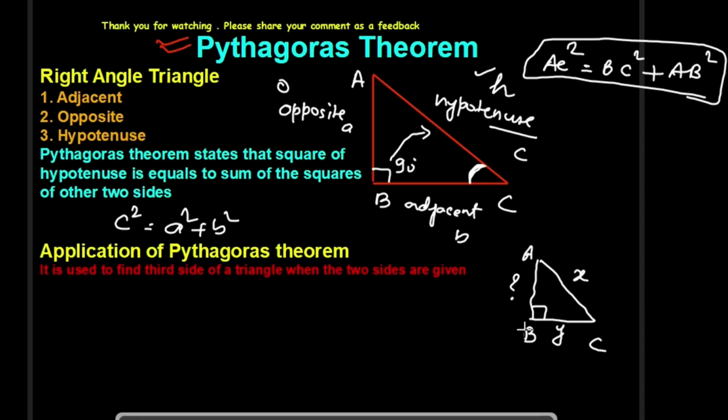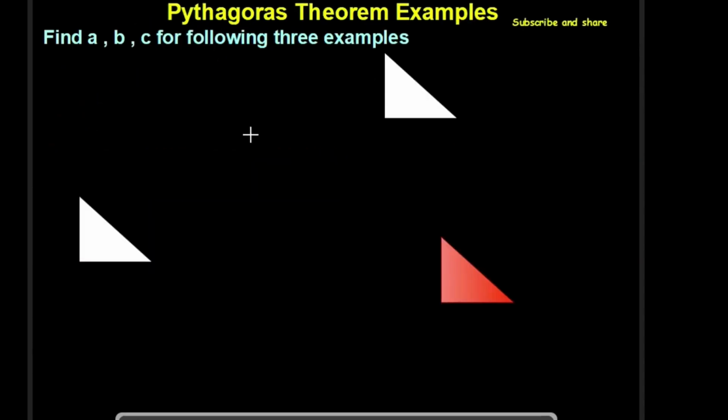In this scenario, the two sides are given and we have to identify the third side. Then what can we use here? The Pythagoras theorem. So we will solve a few questions based on the Pythagoras theorem, and we'll see how we can identify the values or find the sides using it.